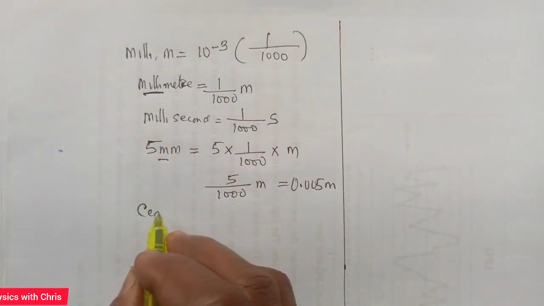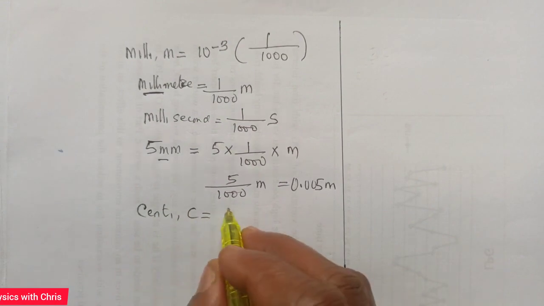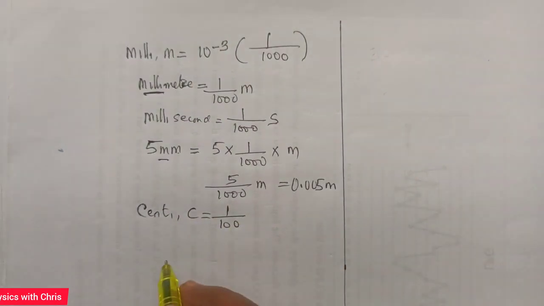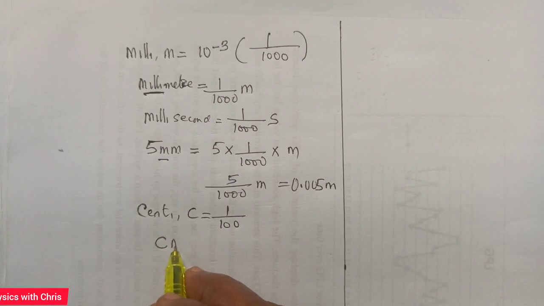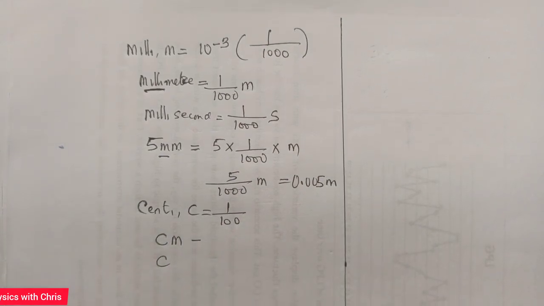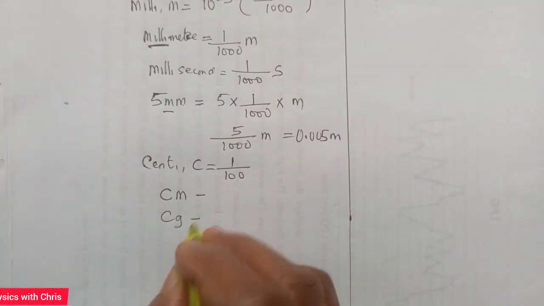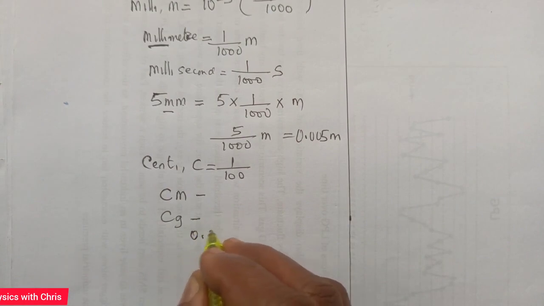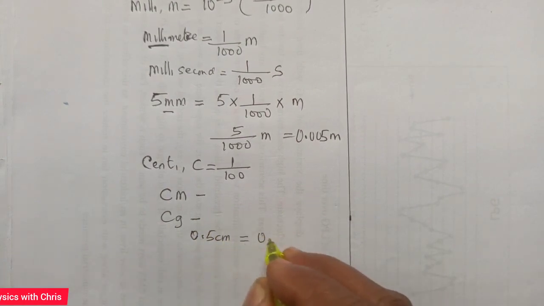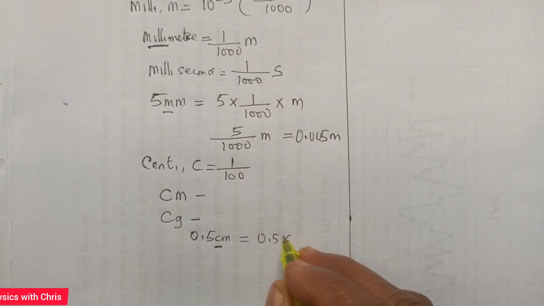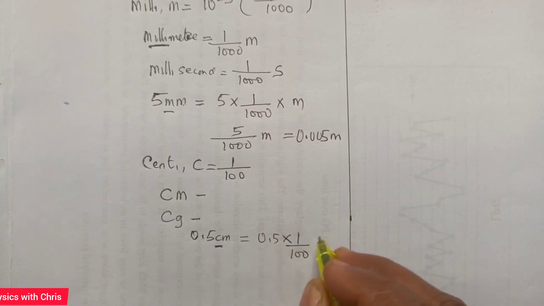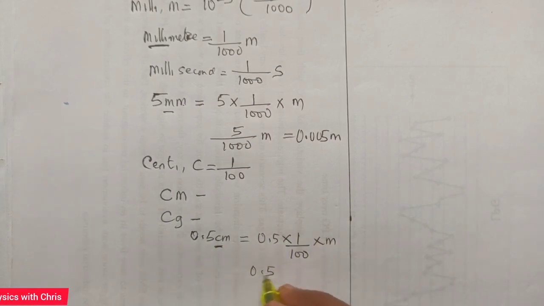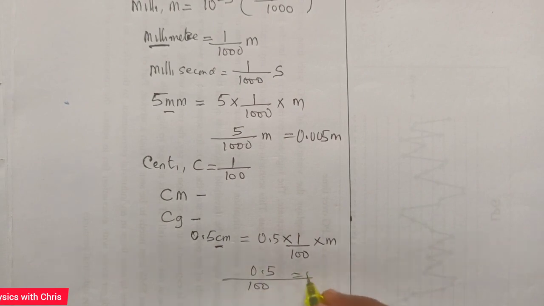Okay, let's see the centi. The centi is 1 over 100. If you place it before a meter, it becomes centimeter. And then if you place it before grams, it becomes centigrams. Okay, so if I have to convert, let's say, 0.5 centimeter to meter, this gives me 0.5 times this centi, which is 1 over 100, times meter. That gives me 0.5 over 100. That gives me 0.005 meter.